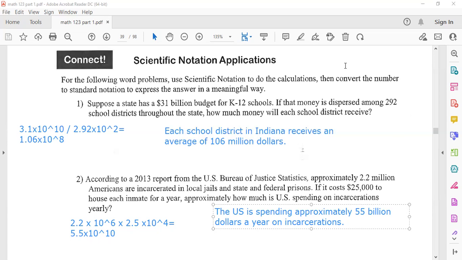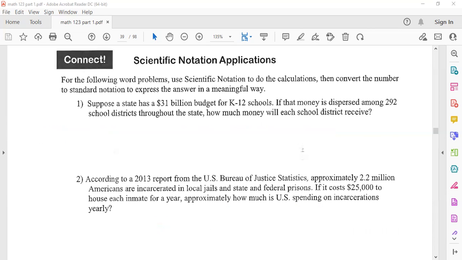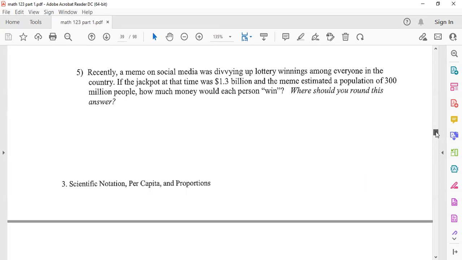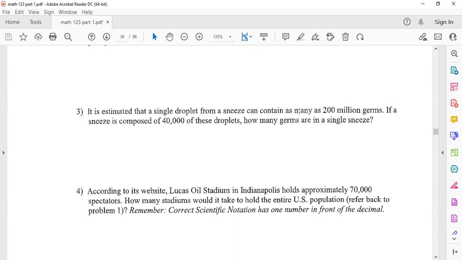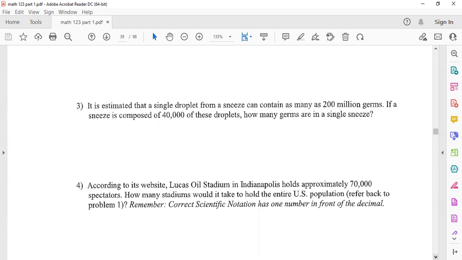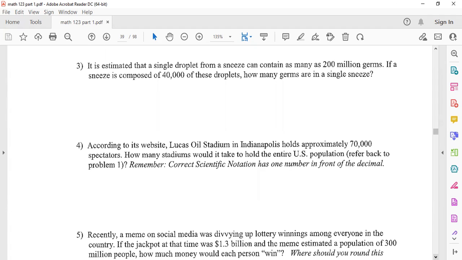All right, let's do a couple more and then I'm calling it a night. This is kind of disgusting to think about, but it is estimated that a single droplet from a sneeze can contain as many as 200 million germs. And if a sneeze is composed of 40,000 of these droplets, how many germs are in a single sneeze?